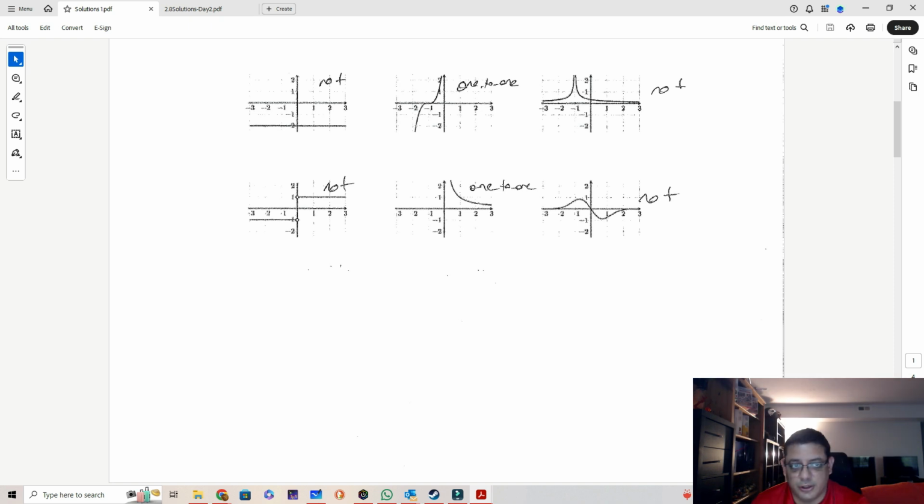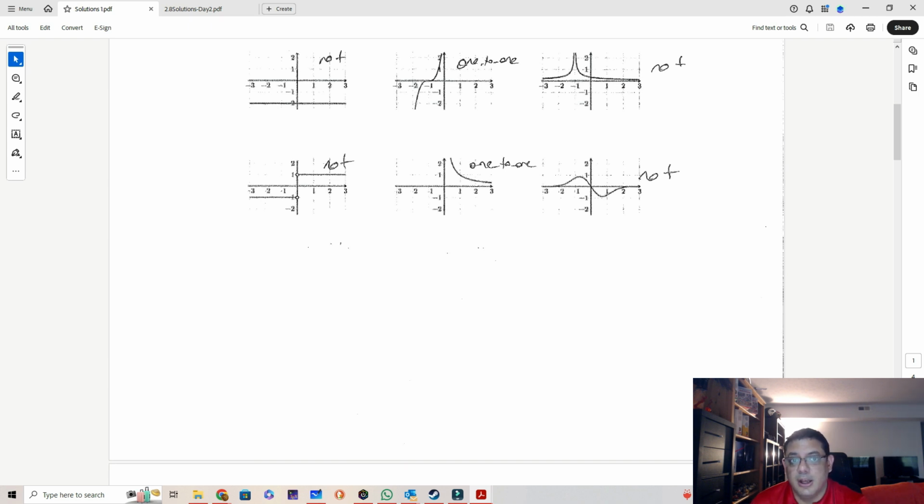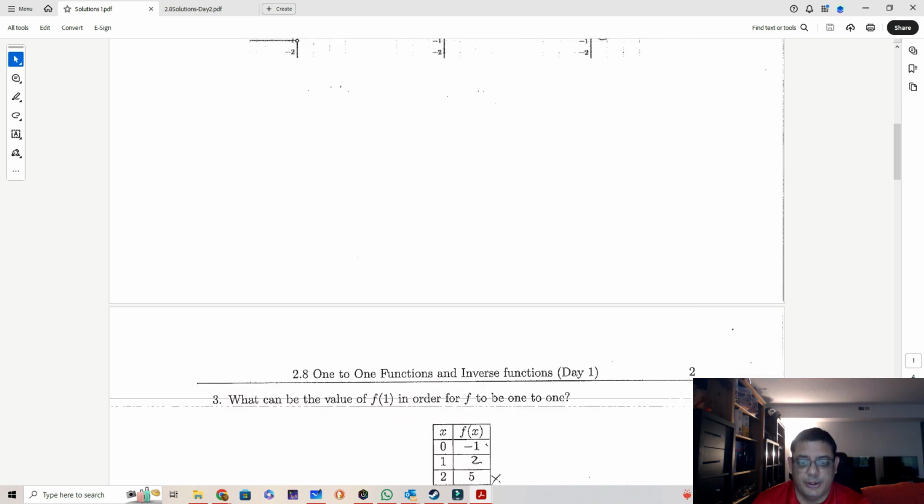This, of course, is not going to be one-to-one. This one here is also not one-to-one because, although it's two constants, it has too many values going to the same place. This one is one-to-one. We don't see repeated values. And this one is not one-to-one. When we do horizontal tests, we notice that it touches more than two points. Okay, so that's from the graphical point of view.